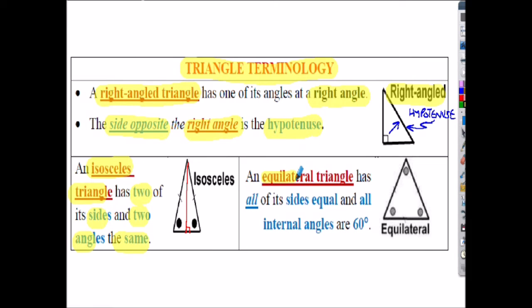And finally, an equilateral triangle has all of its sides equal and all of its internal angles equal. They're actually 60 degrees. Again, bisecting this angle here, we can form a right angled triangle within the equilateral triangle.